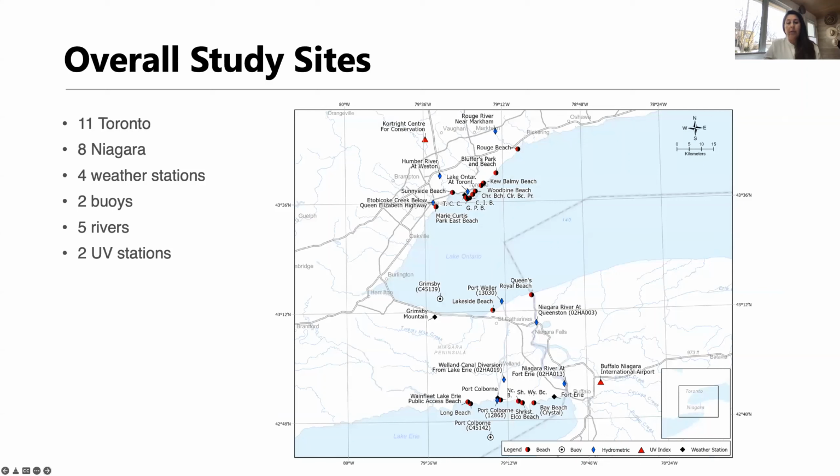Overall, here's how all the participating beaches are distributed. We see the 2 Great Lakes. We have the ones clustered around Toronto, and then the ones spread between the Niagara region. In total, there were 11 Toronto beaches and 8 Niagara beaches included in our analysis, for a total of 19. And we used various weather station data, buoy data in the lakes, and we also used data from sensors in our rivers and UV data from NASA.